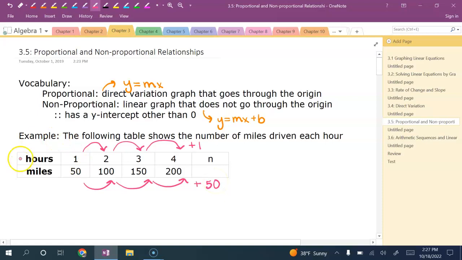If I were to go backwards, so if I started at 150 and I were to go the opposite direction, so I were to subtract 1 and subtract 50, what point would I be back at? Hopefully you're thinking 0, 0, because 1 minus 1 would be 0 and 50 minus 50 would be 0. So there's no b in the equation. My slope would be 50 over 1, or just 50. So this equation would look like this, y equals 50x. There's no b, because if I go backwards, my b would be 0, so it does go through the origin. So this would be considered proportional.